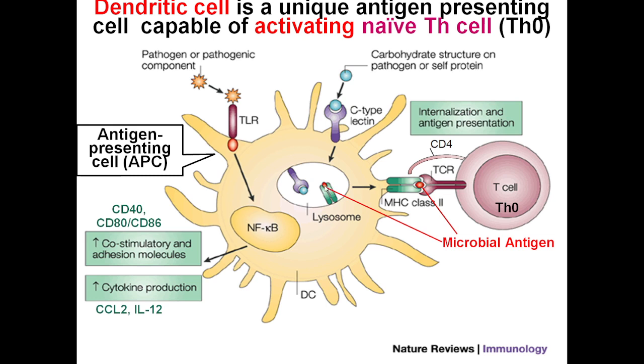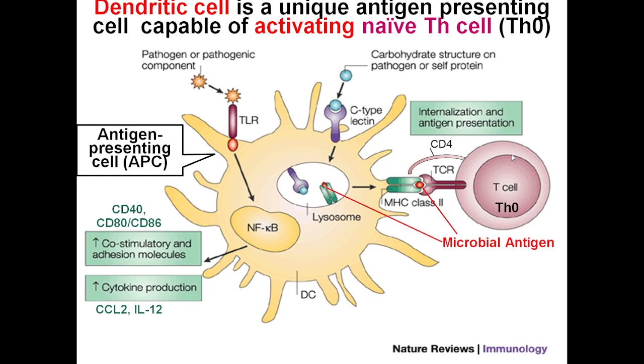Antigenic peptide is combined to the MHC2 molecule, here the green molecule, that is formed in the endoplasmic reticulum and completely matured in the Golgi apparatus. Matured MHC2 protein in the complex with antigenic exogenous peptide of bacterium is exposed on the surface of the dendritic cell. This is an event that is named presentation of antigen. It means exogenous microbial antigen is presented in the complex of MHC class II molecule.